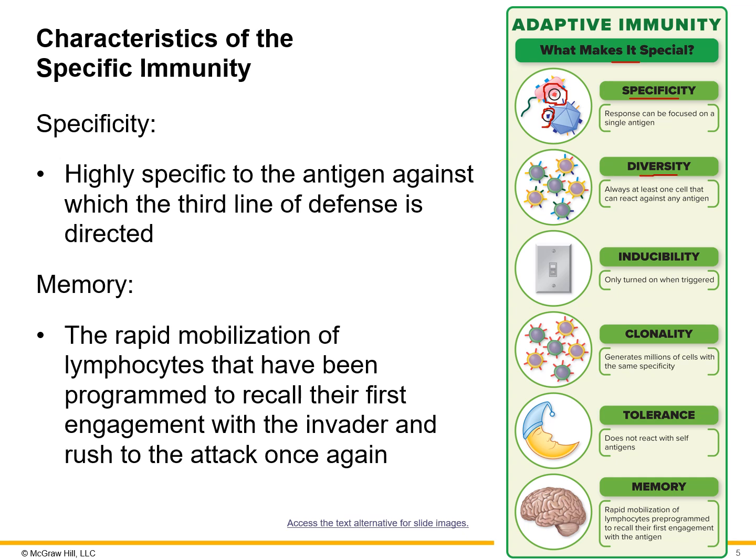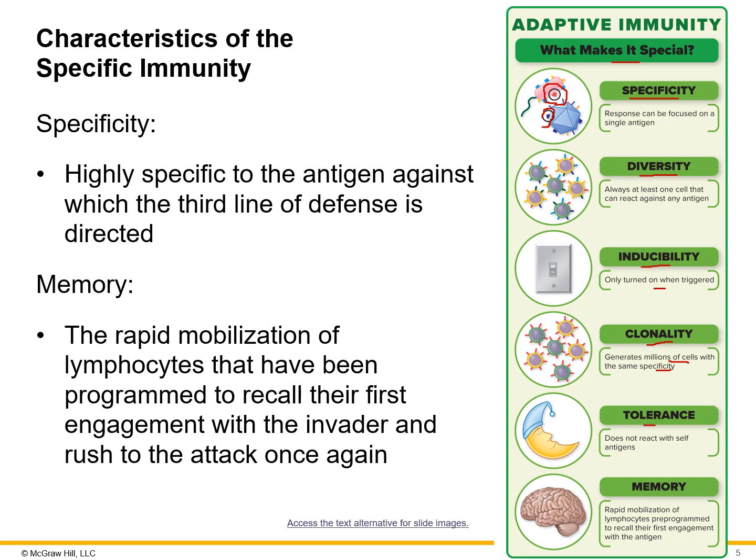Also, there's a lot of diversity. So there's at least one cell that can recognize any antigen. Again, our adaptive immunity can mount a response to endless types of foreign substances. It can be induced, which just means it can be turned on. So it's not always active. It kind of hangs out until something is encountered. It can produce clones, so it generates millions of cells that are identical to mount that specificity.